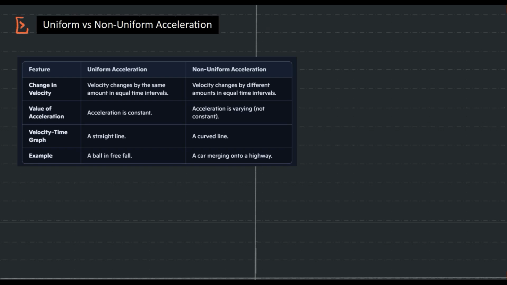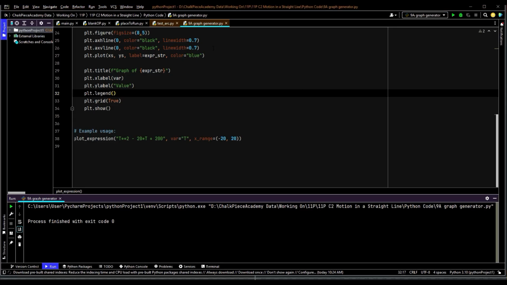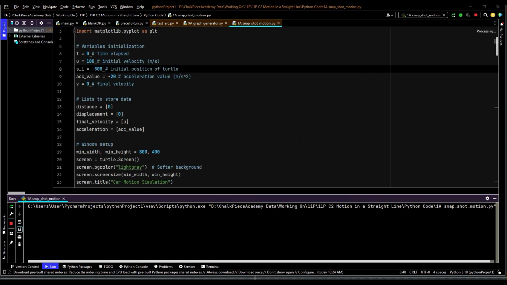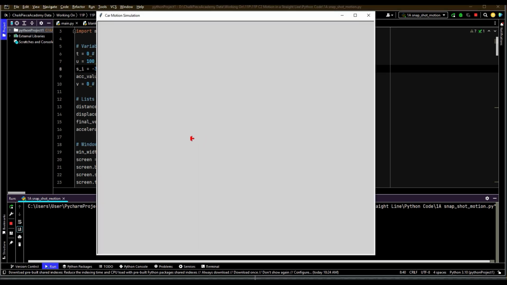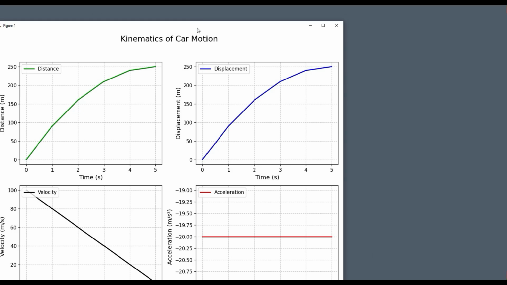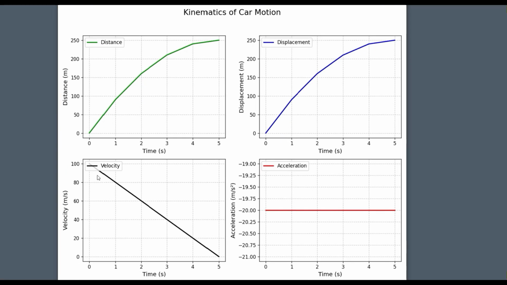We are looking at the difference between uniform and non-uniform acceleration. So I'll give an example of uniform acceleration. So this would be a uniform acceleration. The speed is reducing, but still this is a uniform acceleration, and we have seen the reason why. Because the drop in velocity is always constant, and you can see the acceleration is minus 20.